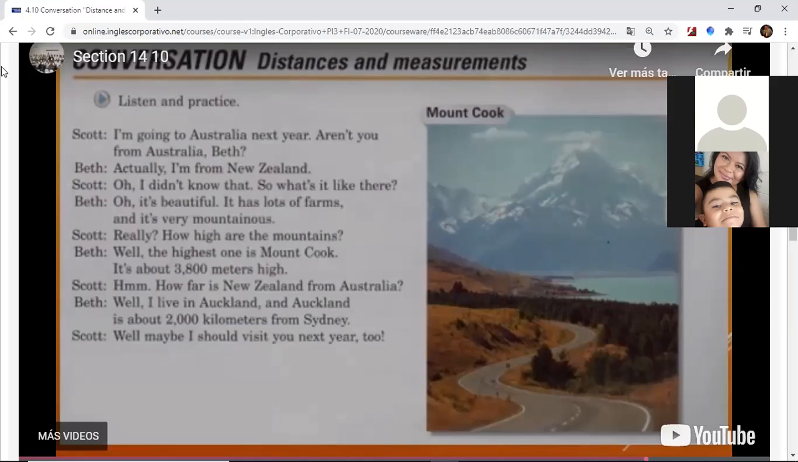How do you say that, teacher? The number. 3,800 meter high. How far is New Zealand from Australia? Well, I live in Auckland. Auckland is about... And that number, teacher? 2,000 kilometers from Sydney. Okay. Well, maybe I should visit you next year soon.